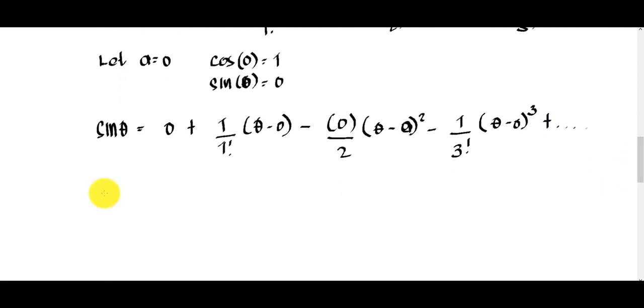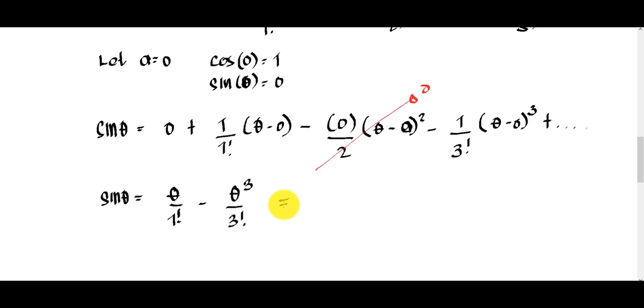So simplifying our equation, this is 0 times theta divided by 1 factorial, so this is already 0, so let's cancel that one. Then minus theta raised to cube divided by 3 factorial, and this is also equal to that value. So this is already theta.